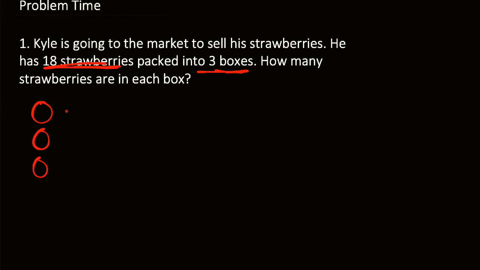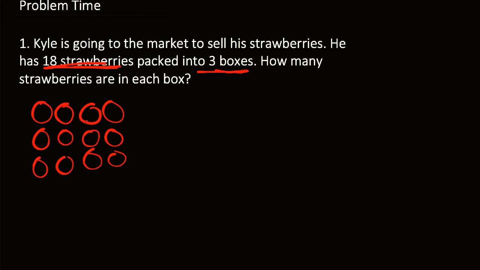And then if we add in another 1 to each row, then we would get 6 because there's 3 rows with 2 strawberries in them. If we added another 3, we would get 9 because there's 3 rows with 3 strawberries. If we added another 3, we would get 12 because there's 3 rows with 4 strawberries. If we added another row right here, we would get 15 because there's 3 rows of 5, but we're not there at 18 yet. If we added another 3, we would get 18, which is what we want, because there's 3 rows, each with 6 strawberries.